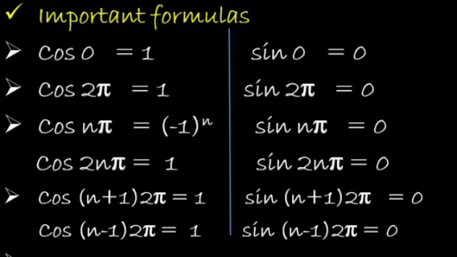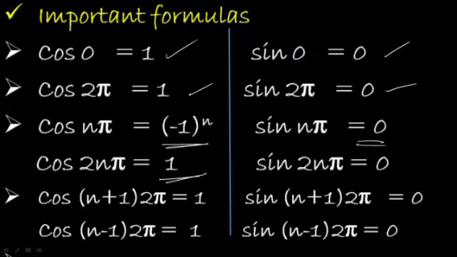And while substituting the limits, we should know the limit values of cosine and sine terms. So cos 0 is equal to 1, whereas sin 0 is equal to 0. cos 2 pi is equal to 1, whereas sin 2 pi is equal to 0, and cos n pi is equal to (-1)^n, sin n pi is equal to 0, cos 2n pi is equal to 1, whereas sin 2n pi is equal to 0. This holds only if n is an integer, but here in the 0 to 2 pi interval we take only integer values, so here sin 2n pi is equal to 0, whereas cos (n+1) 2 pi is equal to 1, and sin (n+1) 2 pi is equal to 0.